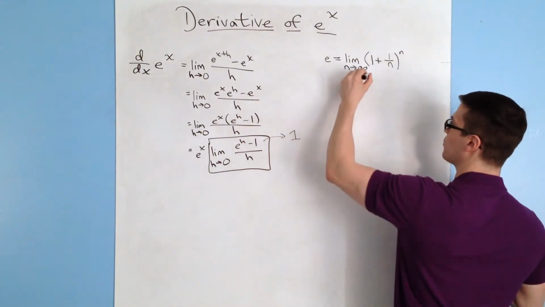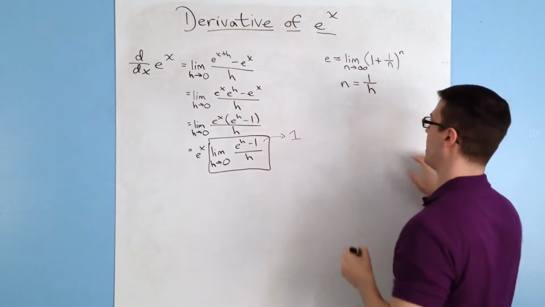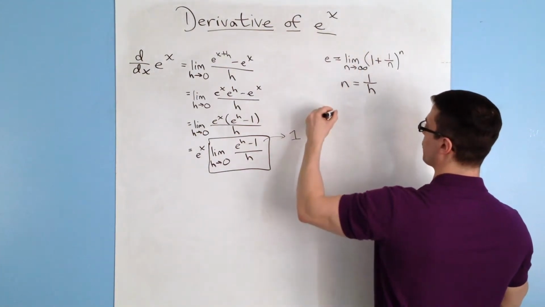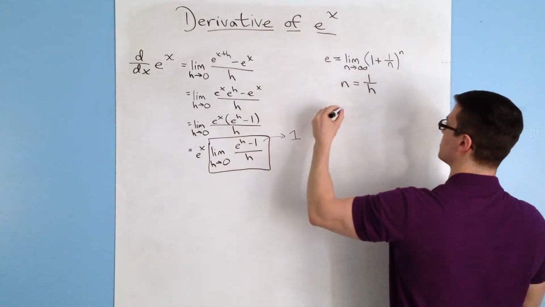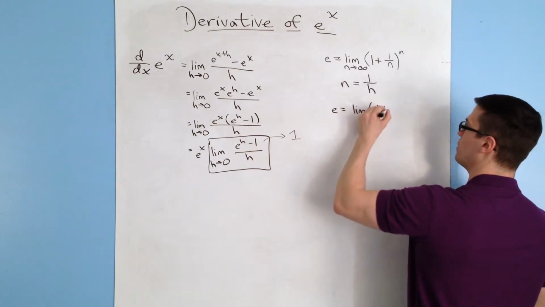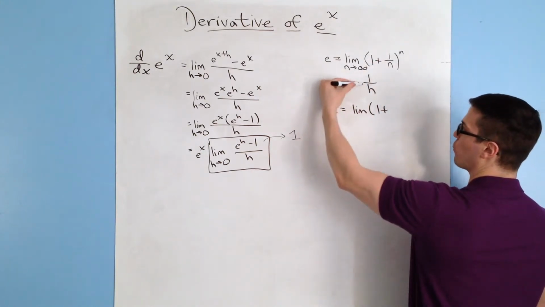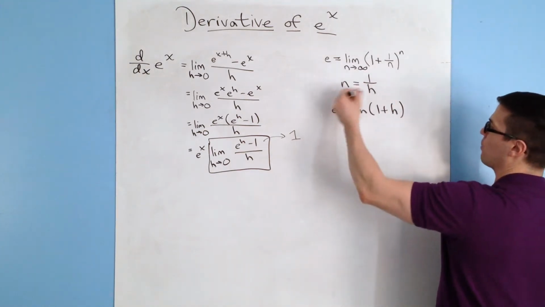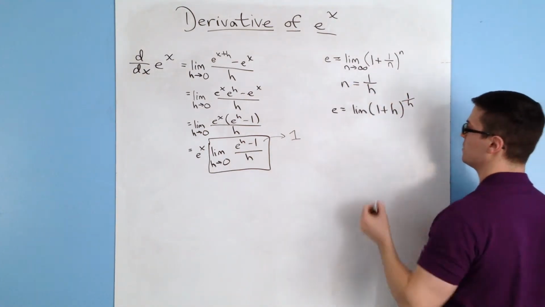Okay, now to do that, I'm going to do n is equal to 1 over h. So now I'm going to substitute this 1 over h in appropriately here for the n's. So I'm going to have e is equal to the limit of the quantity 1 plus 1 over n, where n is 1 over h, which is equal to h, to the n power, which is equal to 1 over h, like so.